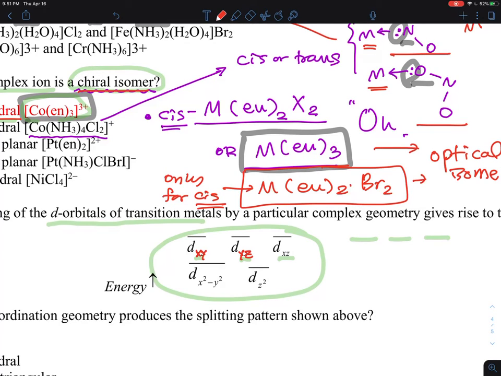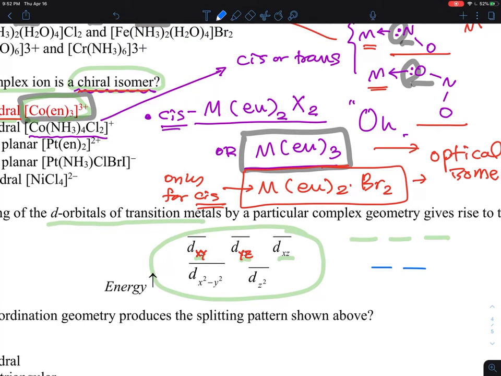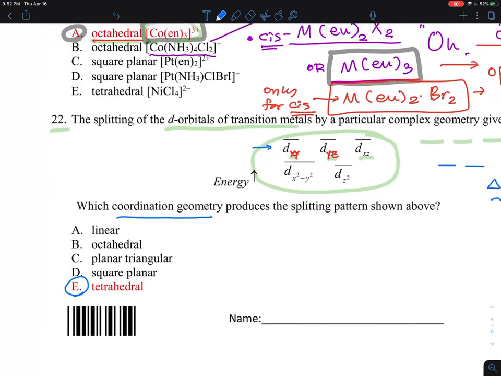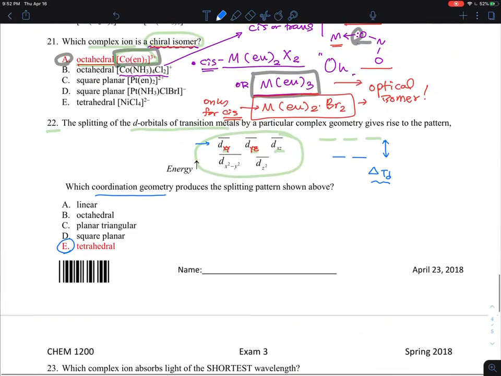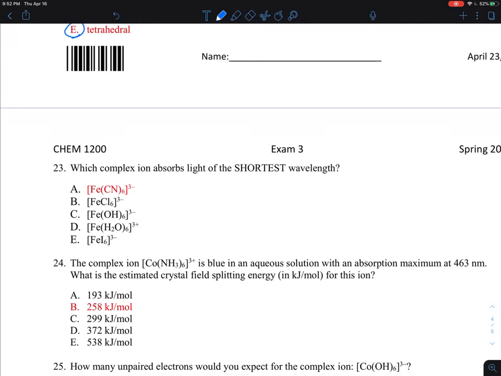And then the one in the bottom is dz2 and dx2-y2. So this is what we call the delta tetrahedral, because the ones in between are the ones at higher energy, right? So tetrahedral is the coordination geometry for this energy splitting. This is also something I covered in the energy splitting diagram. Number 23, which complex ion absorbs light?